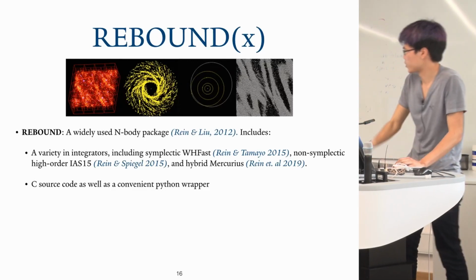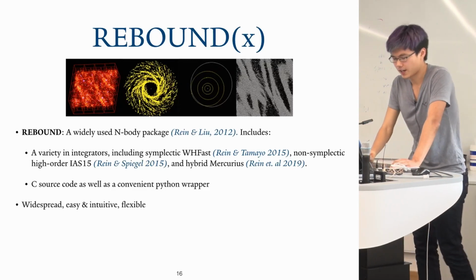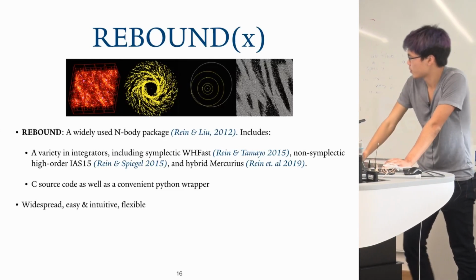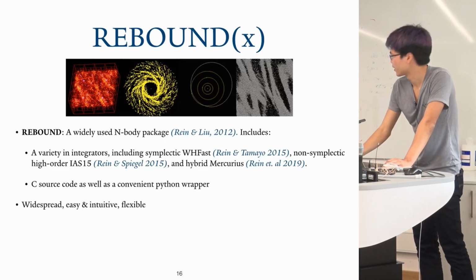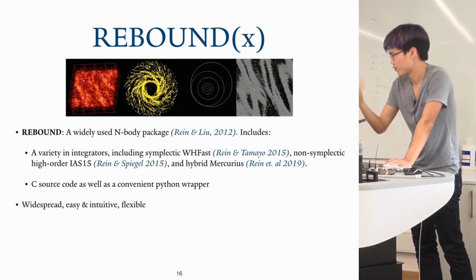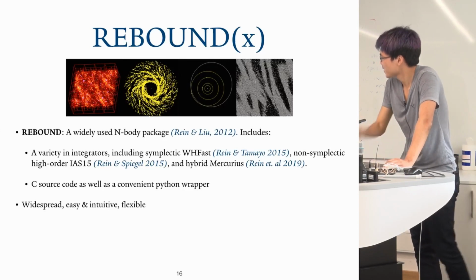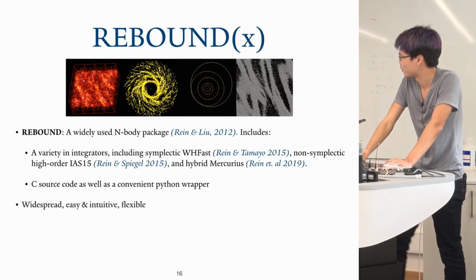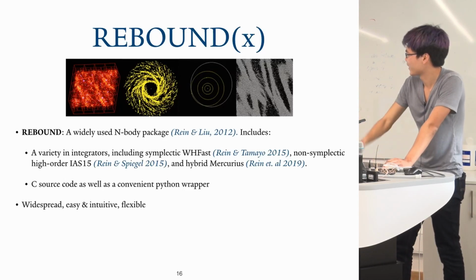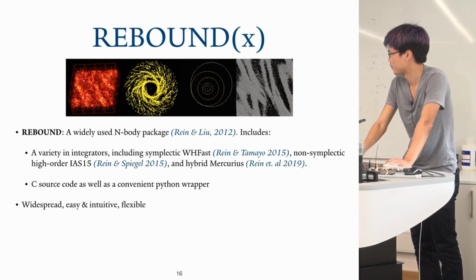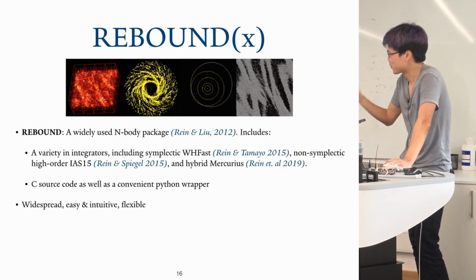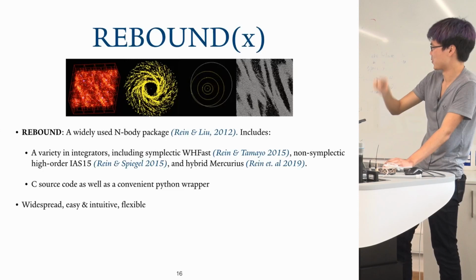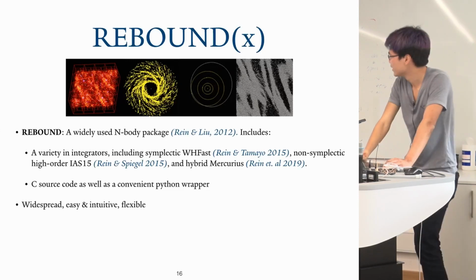There's C source code as well as a convenient Python wrapper. And one of the great advantages of REBOUND is it's very widespread. It's easy and intuitive, and it's very, very flexible. It's simultaneously powerful enough for research-grade publications and also for undergrads to pick up for their first year in astronomy. So I think very highly of this package. I think I'm allowed to brag about it a little bit because I didn't really write the source code. I only wrote the additions. This is all Hanno Rein.